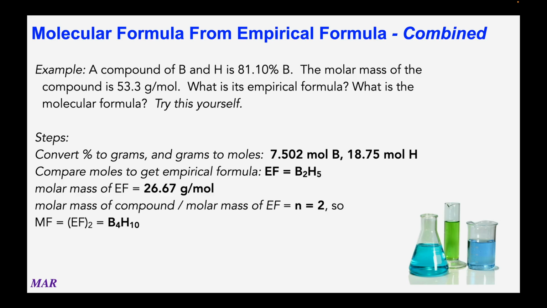Now, the whole molar mass is 53.3 grams per mole. So 53.3 divided by 26.67 will always give you a whole number. It looks like it comes out to be 2. So the empirical formula twice will give you the molecular formula. B2H5 taken twice gives you B4H10.